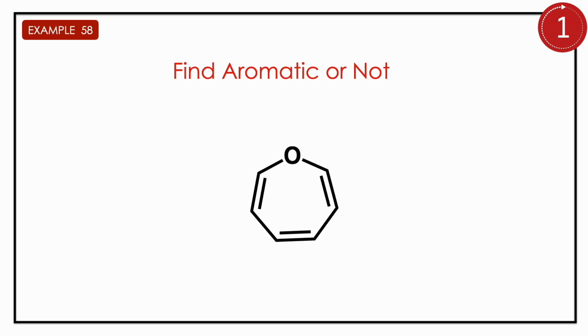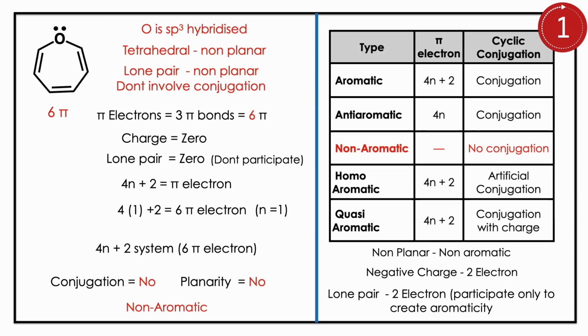Then the next example. Here you have cycloheptatriene with oxygen, which is the heterocyclic compound. You should find whether the given compound is aromatic or not. Here, by blind sight, you might commit a mistake because oxygen looks linear and planar. Oxygen is sp3 hybridized. It's a tetrahedral, non-planar system. So the lone pair is also non-planar, so it doesn't get involved in the conjugation.